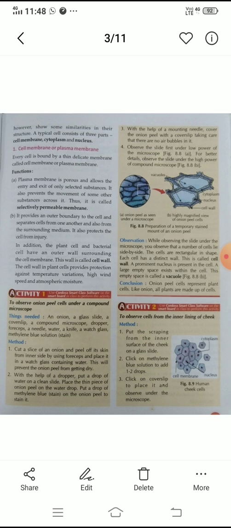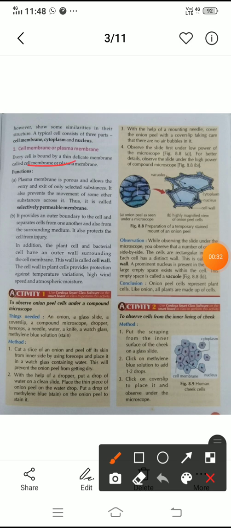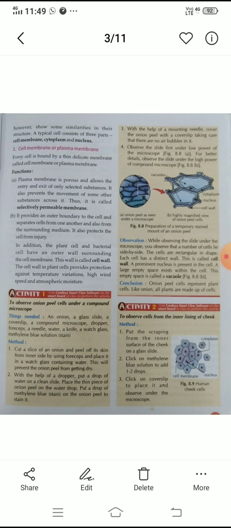On this page you have all seen it. One moment, I am telling you. There are three main parts to the cell: cell membrane, cytoplasm and nucleus. The first topic is the cell membrane or plasma membrane.